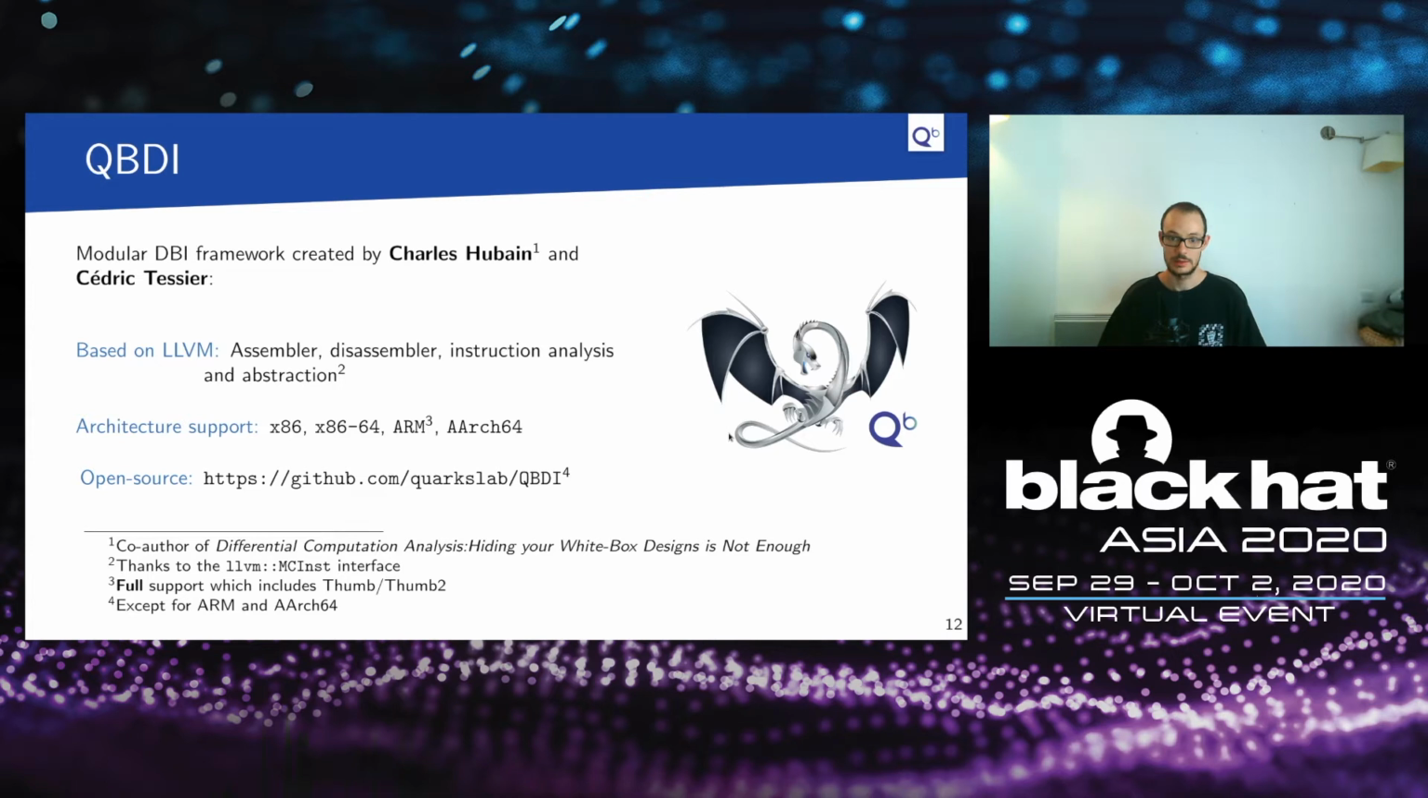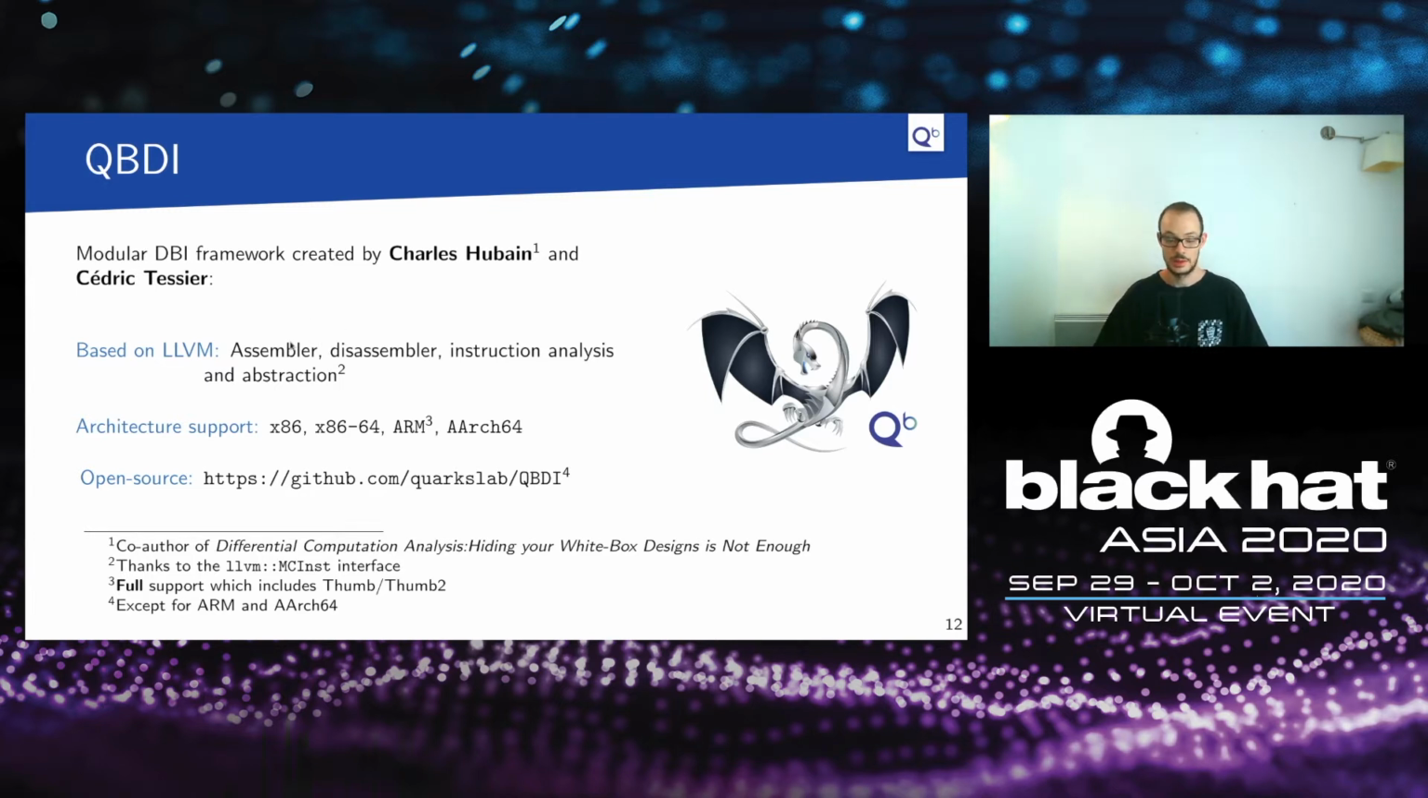So QBDI was created by Charles Heuben and Cedric Tessier, who are two reverse engineers with a strong background in obfuscation. Especially Charles Heuben was one of the co-authors of the paper about attacking white box. This is why there are some functionalities in QBDI that aim to target this kind of protection, and we'll see these functionalities.